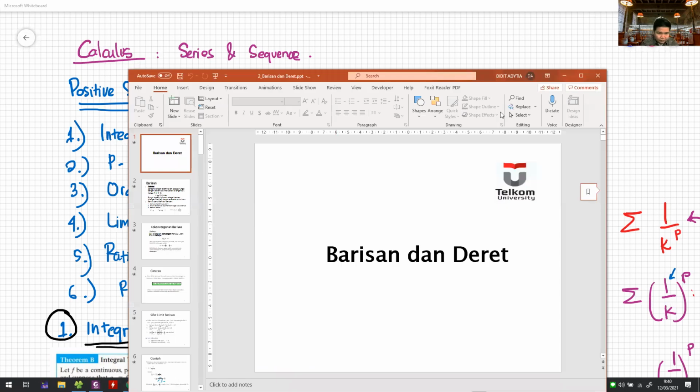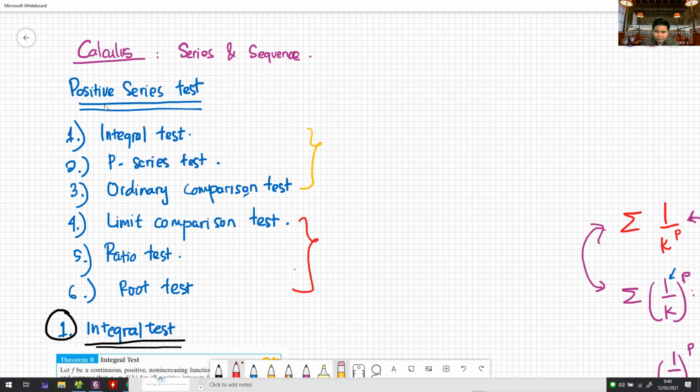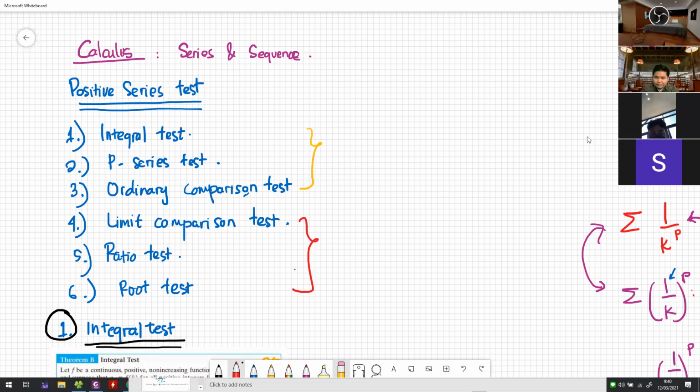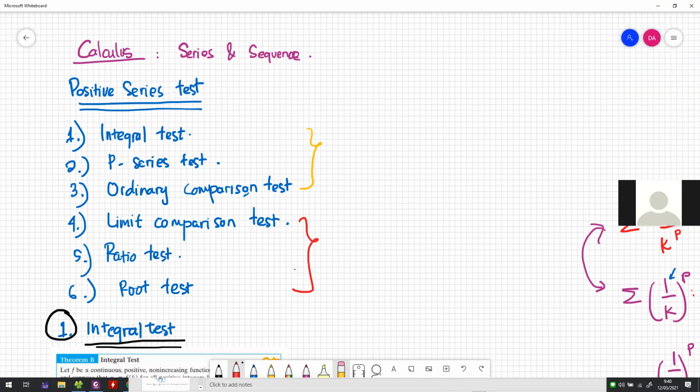Today we will continue with what we call the positive series test. Before we go further from step 3 until 4 to 6, is there any question regarding the positive series test? The first one is the integral test, the second one is the series test, and the third one is the ordinary comparison test. Is there any difficulty?